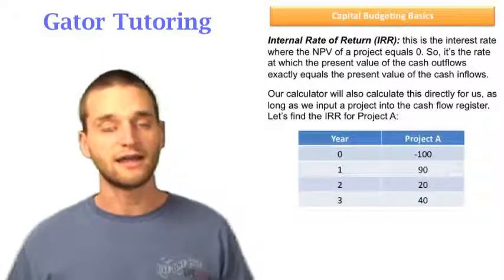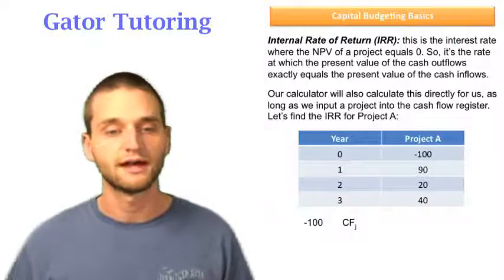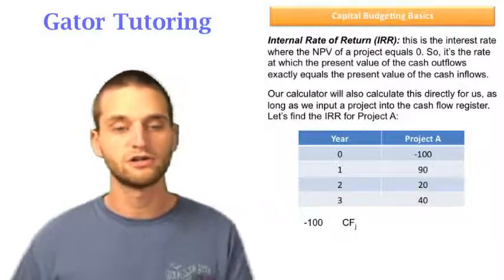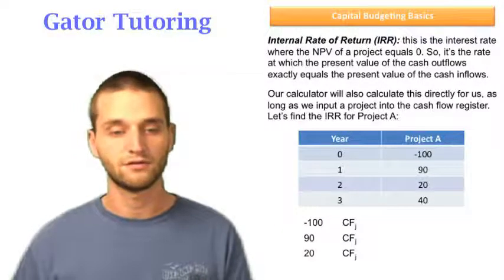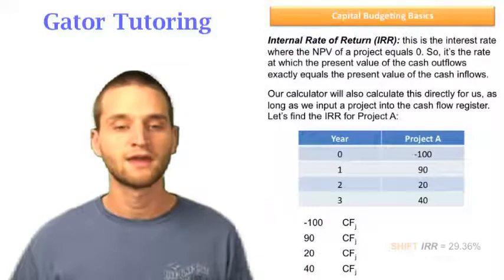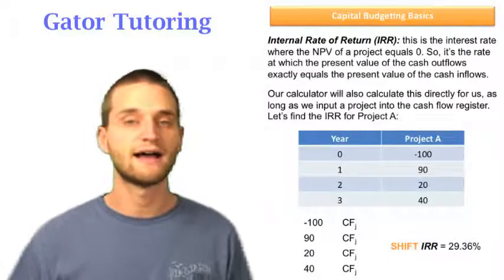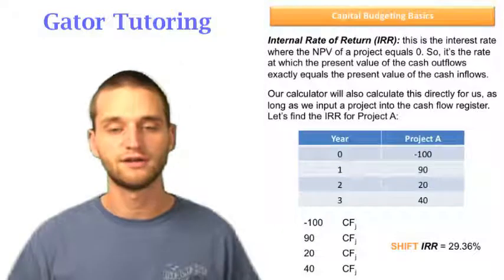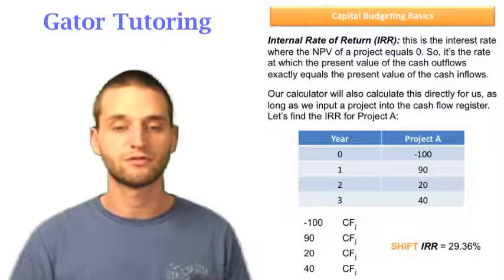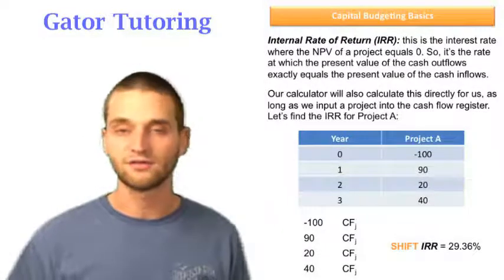Again, here's Project A. We want to put all of these into our cash flow register. So we have negative 100 cash flow, 90, positive 20, positive 40. And now we can just press Shift IRR. That'll give us the internal rate of return, and it's 29.36%. So again, this is the rate that gives us an NPV of 0.